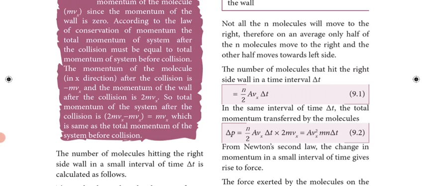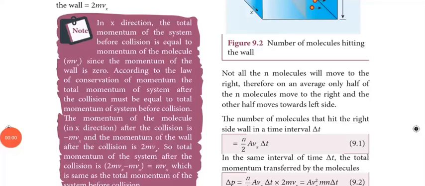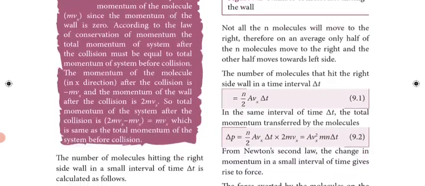Now, all the N molecules will move to the right, and therefore what is the average? Only half of the N molecules. Before, we were only assuming all will be moving on the right side. But actually only half of the N molecules will be moving on the right side, so we take that as N by 2. So the number of molecules that hit the right hand side of the wall in a time interval of del t is nothing but n by 2 A Vx del t.